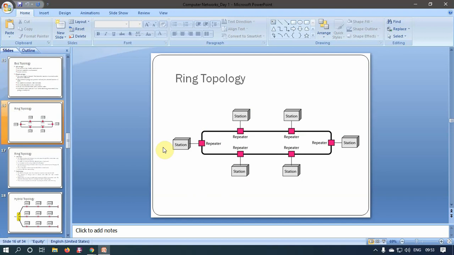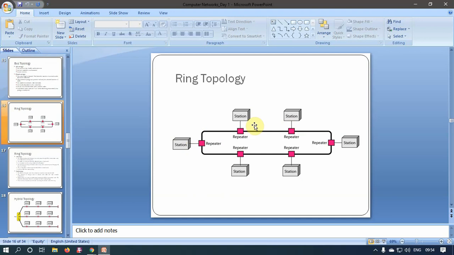Again, the slides are not changing. Okay, so if the data passes from the first station to the third station, and the second station in this case is malfunctioning, then again we can say that the network will crash. So it will depend on the robustness of the nodes that are inside the ring topology.